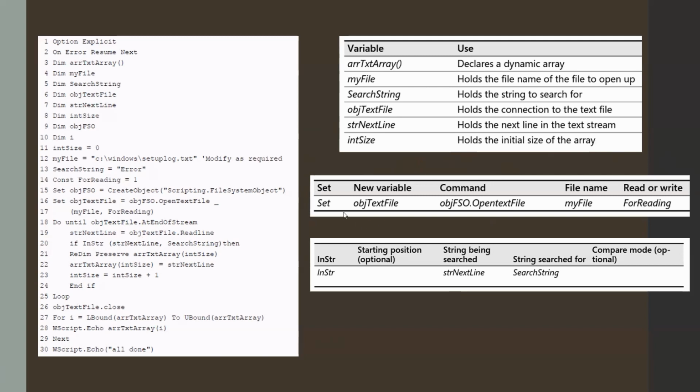Basic syntax: set object text file, open text file, the file, and then for reading. Here we're using that for reading equals 1. And InString, you can either start at a specific position, and you need to put the string that you want to search and what you're searching for. Whereas split actually created multiple array elements out of a single line, InString is going to search for a specific value within the string, but leave the string intact.